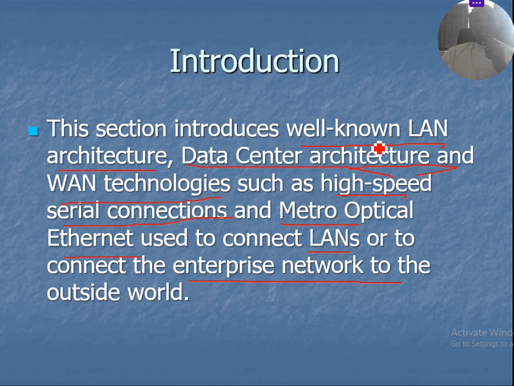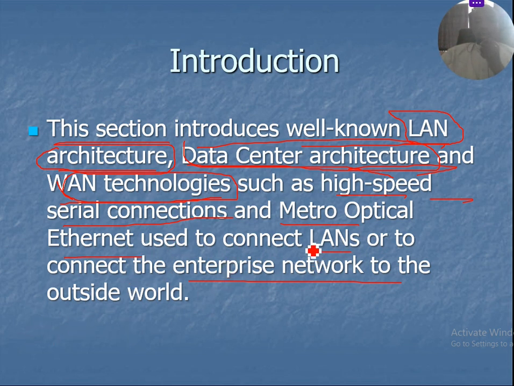the first part is that we're looking at what we call the local area network. Remember, this section is connecting a LAN and WAN, connecting LANs and WANs together. So we look at the LAN architecture, and then we look at the data center architecture, and then we look at the WAN technology. Now, this WAN technology includes high-speed serial connections and metro optical Ethernet.